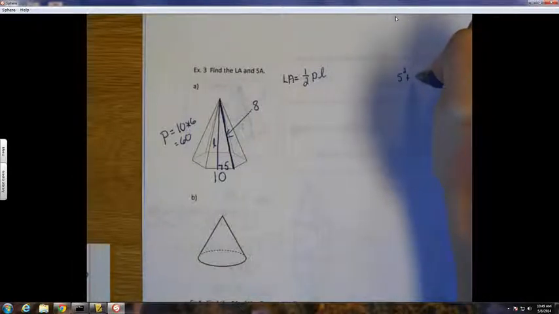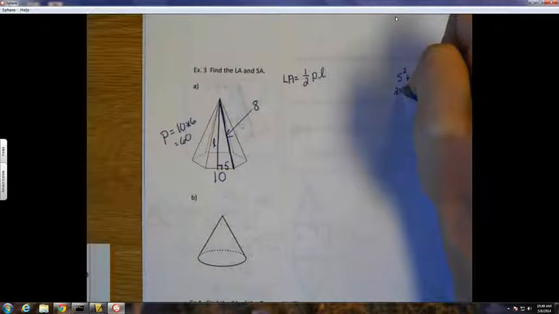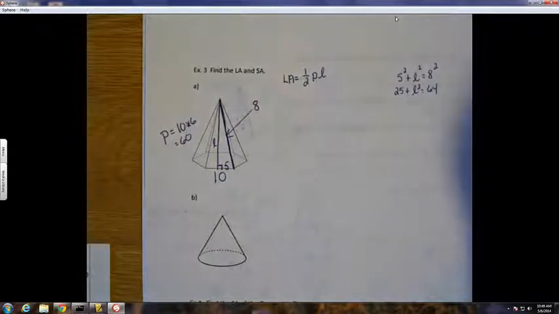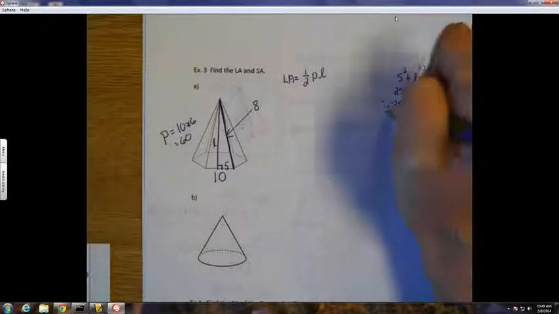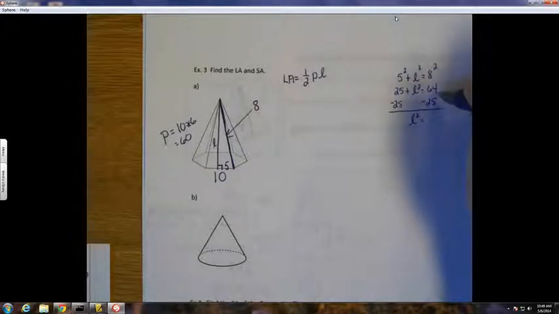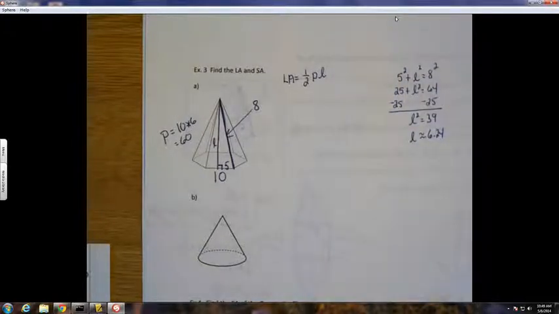5 squared plus x squared. There it is, 5 squared. Plus, you can use x or L, it doesn't matter. I'll use L. Equals 8 squared. And now we just crank through the algebra. 25 plus L squared equals 64. L squared equals, I didn't do the subtracting yet. Oh, 39. And then you square rooted and got about 6.24. Okay. So now we have everything we need to get the lateral area.